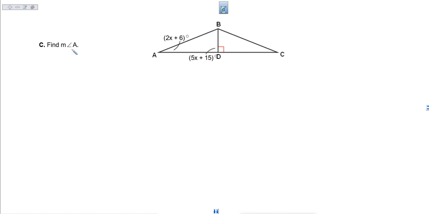Next up, we're looking for the measure of angle A. Now, angle A has an x in it. It's not the only thing that has an x in it. We have 5x minus 15 that has an x in it. And we actually know something about that angle. We know that it is 90 degrees. The reason we know it is 90 degrees is that this bottom segment is a line. And remember that when two angles create a line, they are supplementary. And we know this angle is 90, so the other side is also 90.